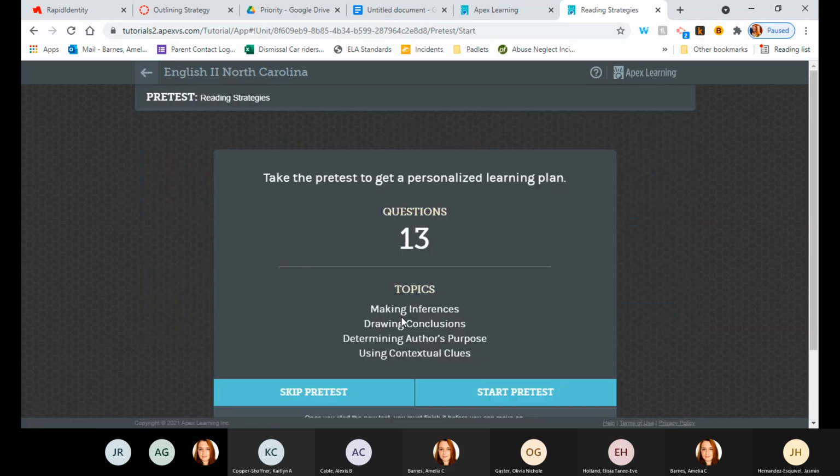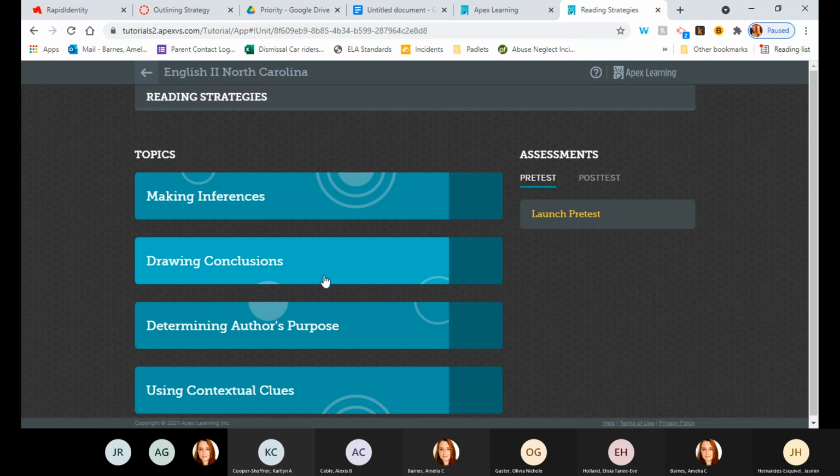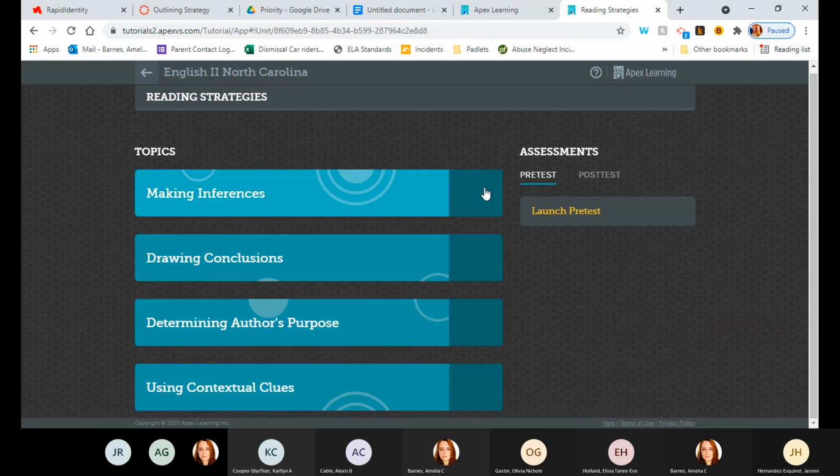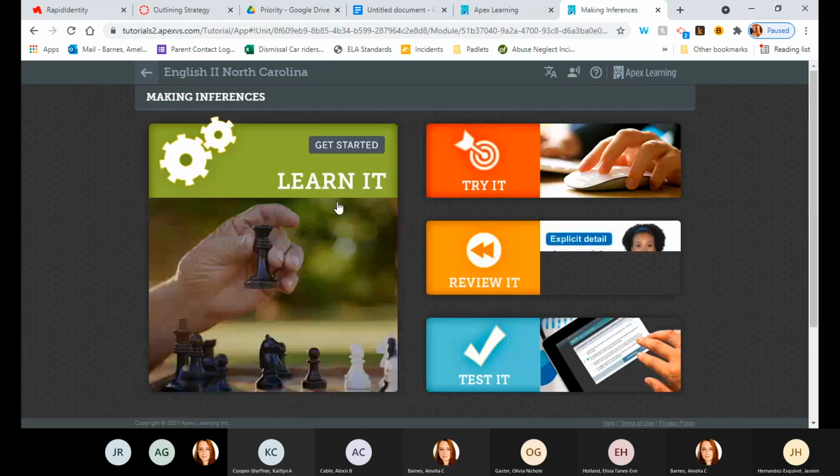It'll start you with a pretest. I would say do the pretest. It'll let you skip it, but you should do it because if you do the pretest and you get a 100% on any of these question types, it lets you skip the lesson. So doing well on the pretest saves you time in the long run. After you take the pretest, for anything you did not test out of, so if you got a 100%, it'll say test it out right here, for anything you didn't test out of, you'll do that lesson.